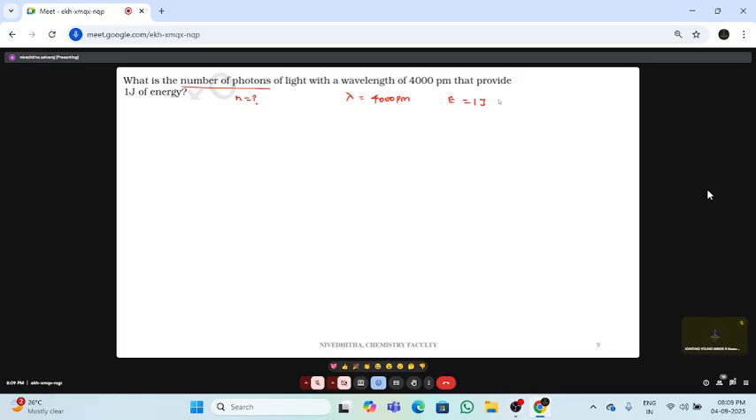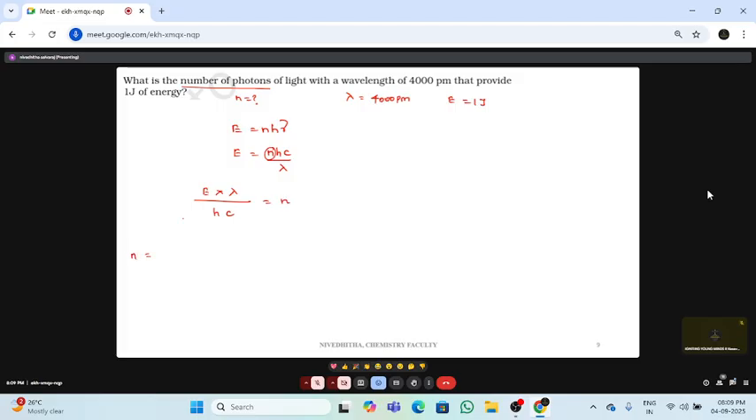No, Kana. What is the formula? E is equal to nh nu, right? Yes, ma'am. And instead of nu, I can write it as c by lambda, right, Kana? Yes, ma'am. So we have to calculate n. So n is equal to E into lambda divided by h into c, which is equal to the number of photons.